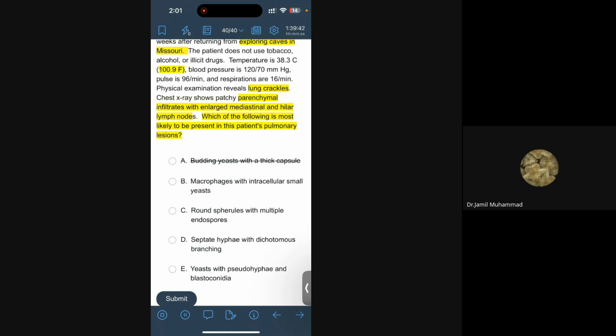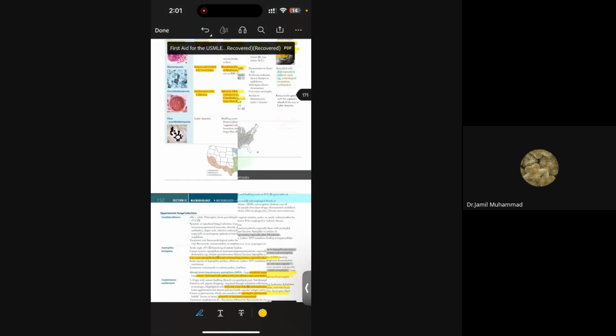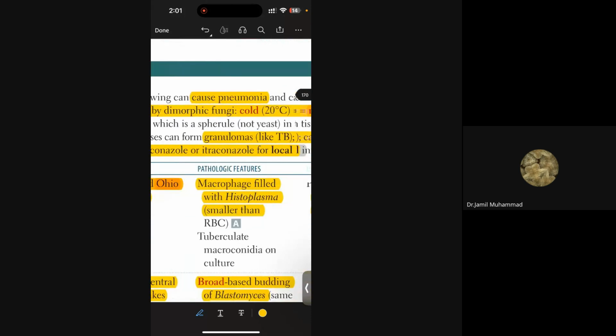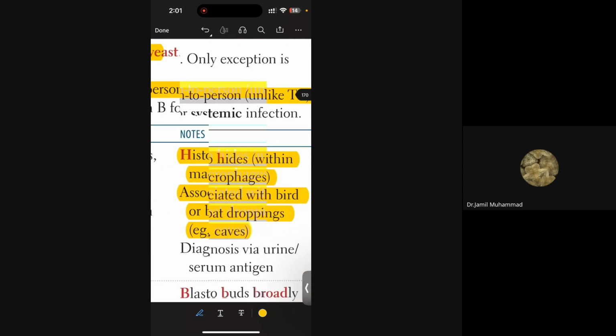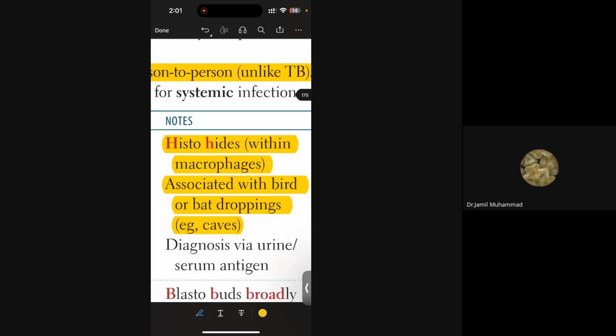Okay. Let me show you first. Mississippi and Ohio river valleys, associated with bird or bat droppings in caves. In caves, our patient is doing cave exploration. Our patient is exploring caves in Missouri. Okay.